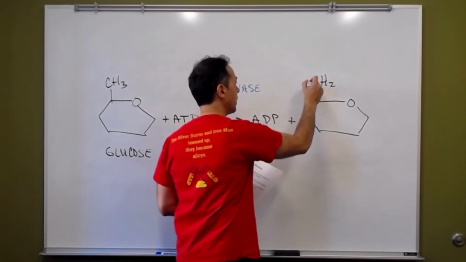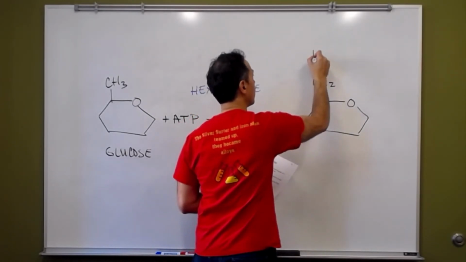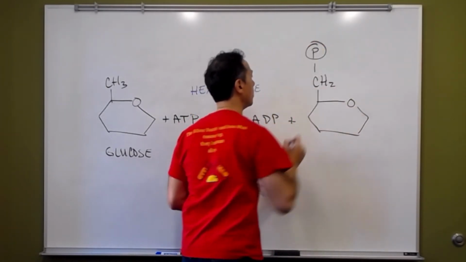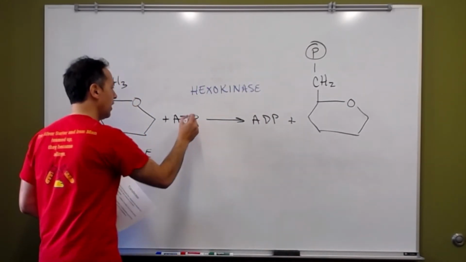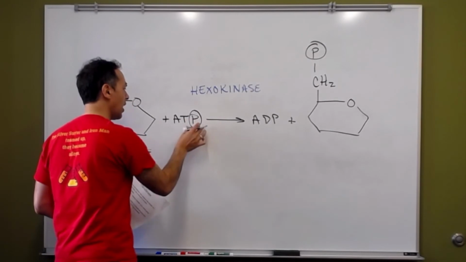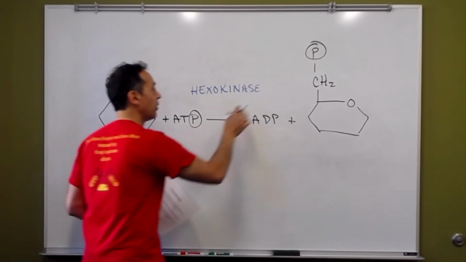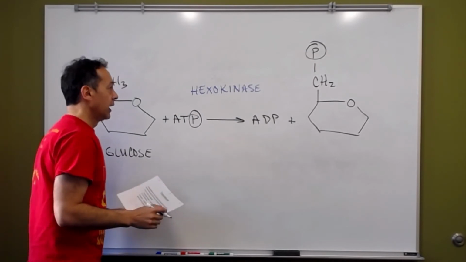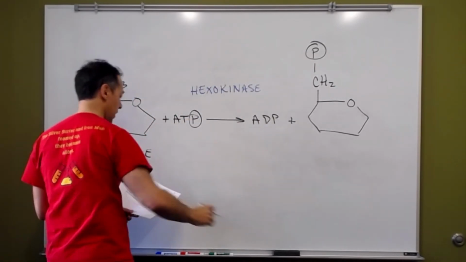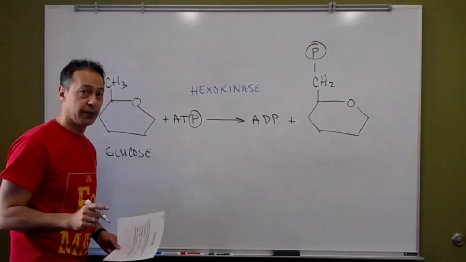So attached onto the glucose, I'm just going to put a phosphate group like this. I'm just being lazy drawing it like that. So we've taken one of these phosphates off of ATP and we've just transferred it onto glucose over here. And so that is a transferase reaction.